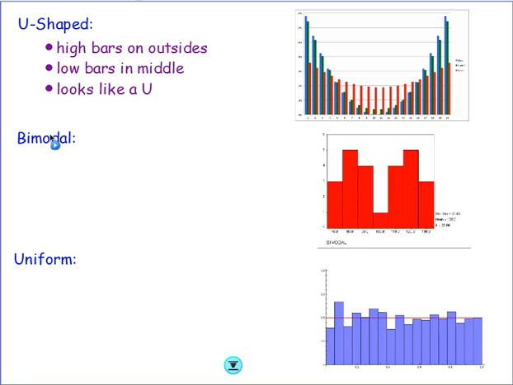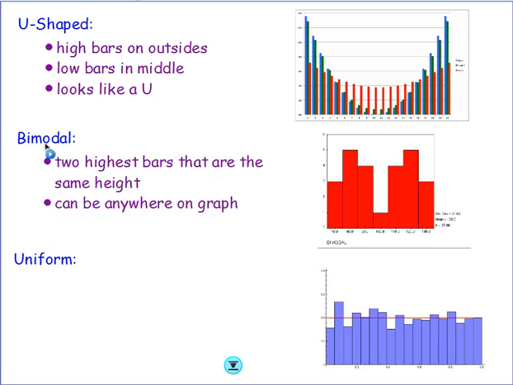Bimodal. A lot of people confuse bimodal with U-shaped because they look at this and they do see a U shape going on between these 2 bars. However, bimodal is different. If you notice on this picture, there are low bars on the outside.